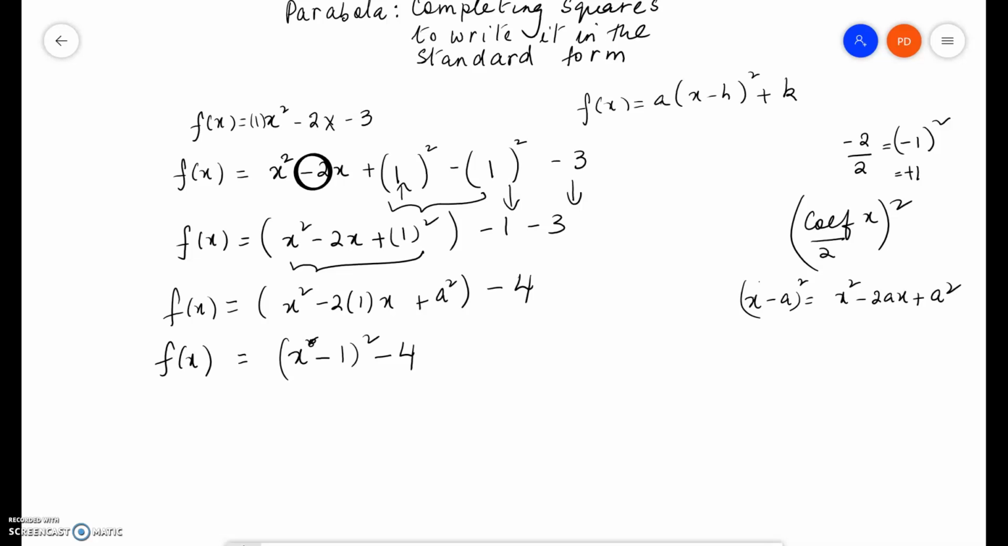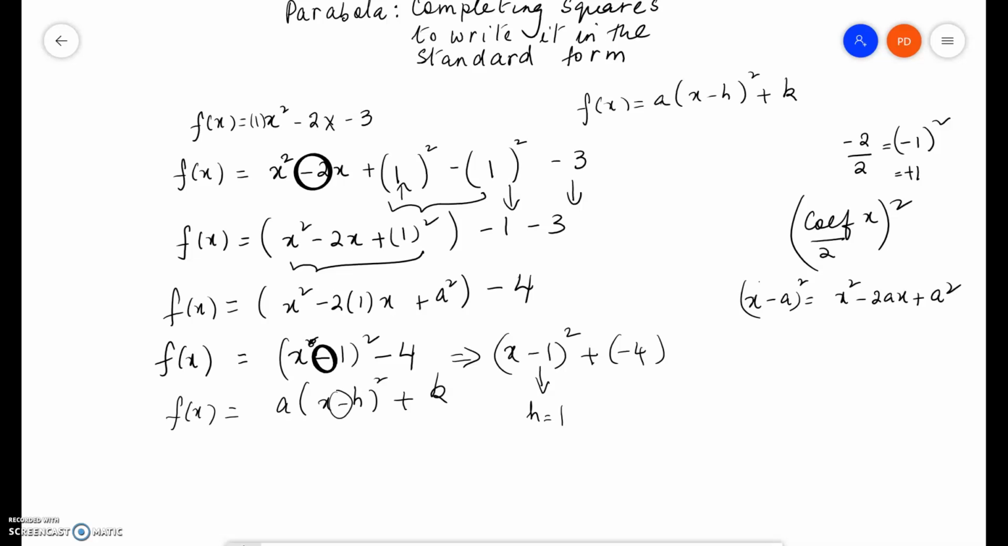So here, clearly, we can write it in the form f of x equals a times x minus h, the whole squared, plus k. So since that's a minus 4, I'm going to write this as x minus h the whole squared plus negative 4, which is the same as minus 4. And that gives me h equal to 1, because that's x minus h. So h equals 1 and k equals negative 4. So the vertex is h, k, which is the same as 1, negative 4.